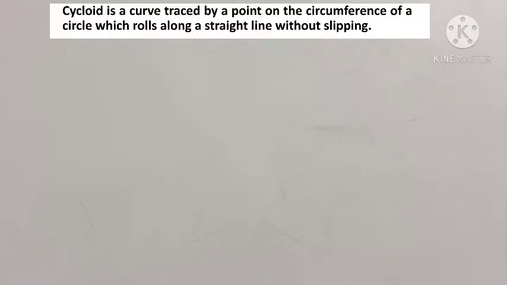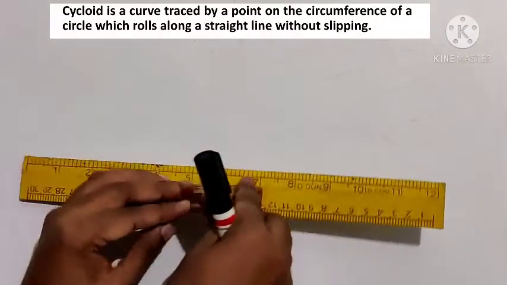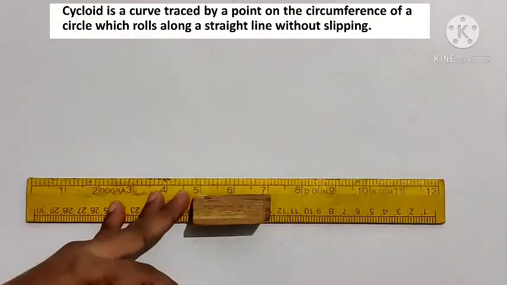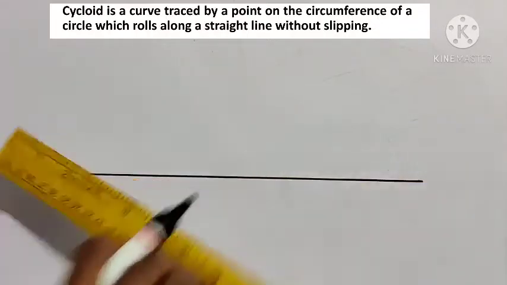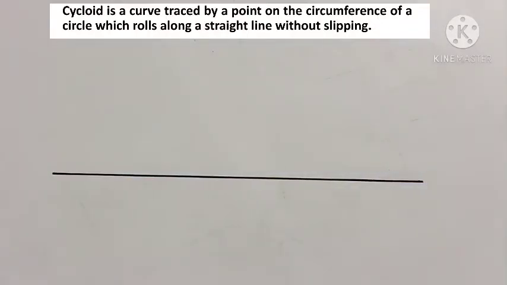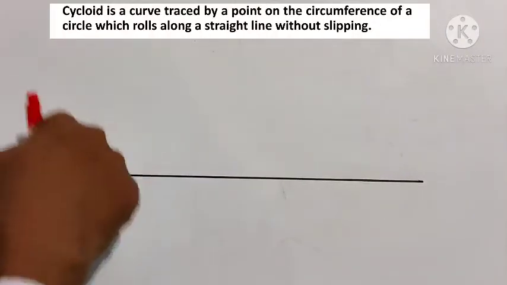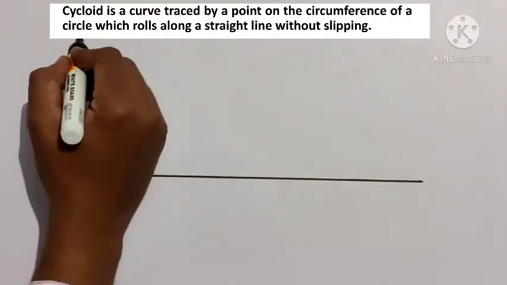See, for instance, if that generating circle rolls over the baseline for one complete revolution without slipping, then the distance covered for that one revolution will be nothing but the circumference of the generating circle. See, for instance, I have a baseline something like this, and a generating circle somewhere here. The axis of this generating circle is something like this.